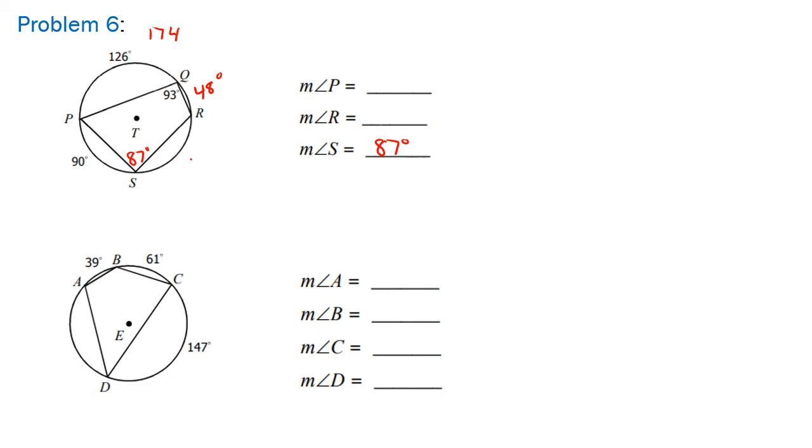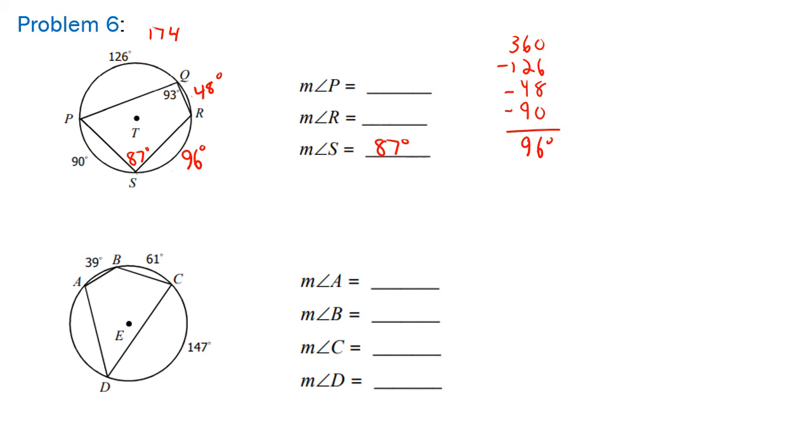Now that I know that, I can figure out what this arc is, SR, since we know all sections of the circle except for this one, and the circle has 360 degrees. I'm going to take 360, and I'm going to minus all the arcs that I do know. So 360 minus 126 minus 48 minus 90, you're going to get 96 degrees. So now I know this arc is 96 degrees.